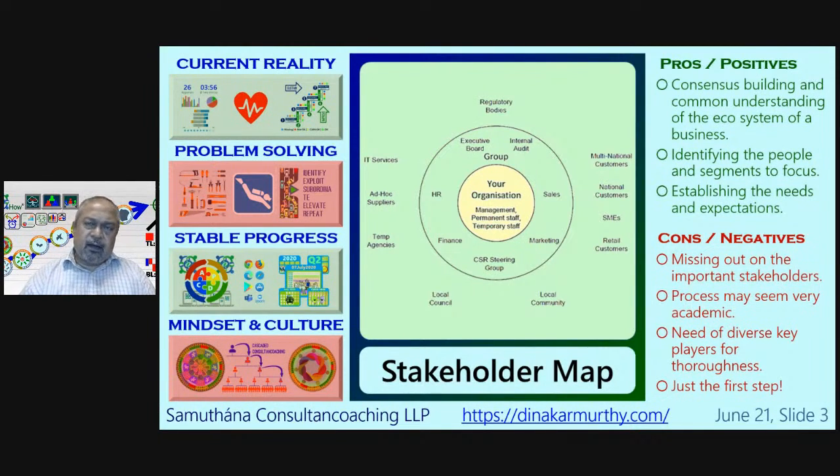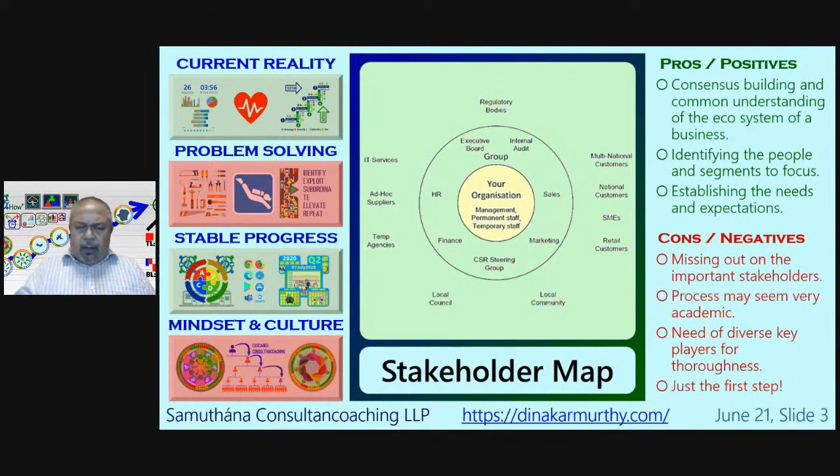Then the process may seem very academic. Of course, it is. It seems academic because you are trying to really look at and visualize people who are there. So here the mitigation measure would be to really go through the various information available. It's available on the net. You can write stakeholder mapping on the internet, read through all the information and find out what the benefits are and what would be the way to do it. If you do that, then it becomes easy to understand.